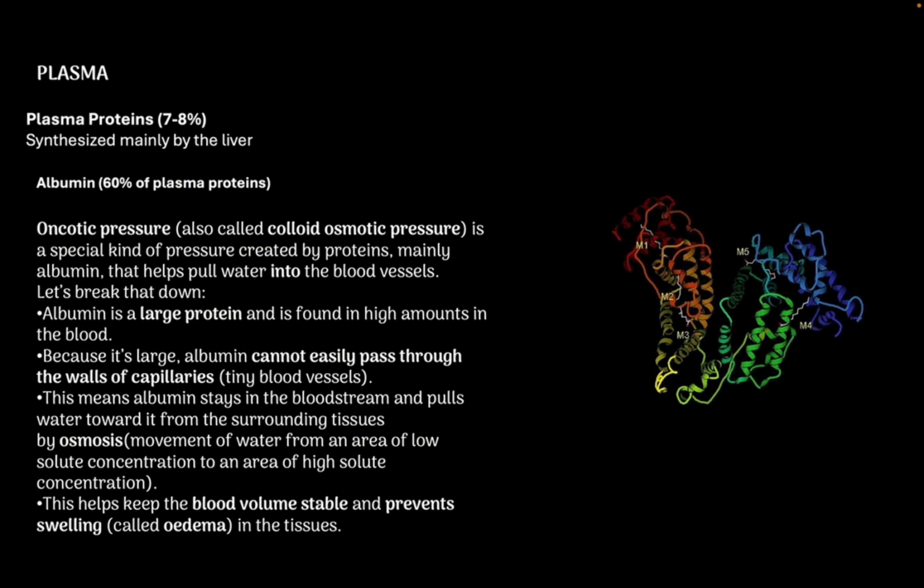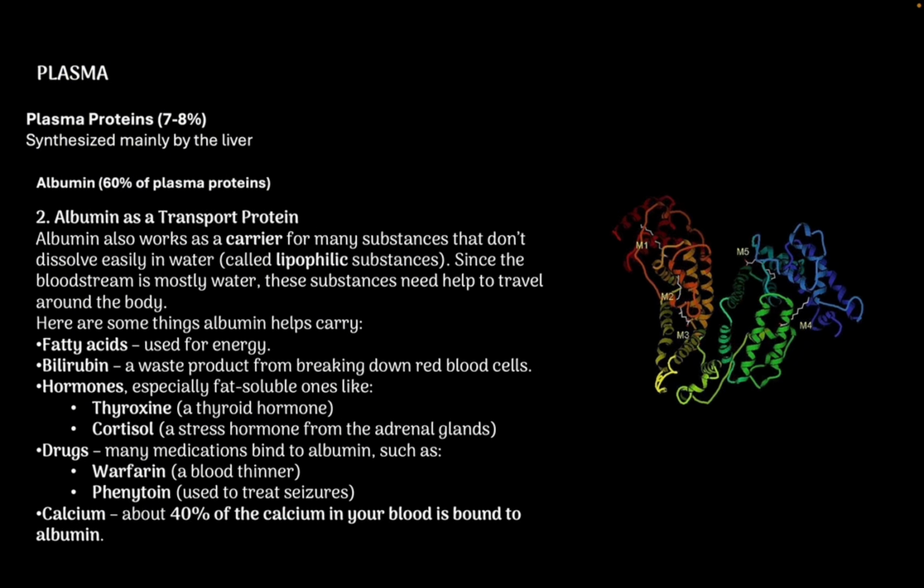Second, albumin acts as a transport protein. Some substances don't dissolve well in water, like fatty acids, hormones like thyroxine and cortisol, and certain drugs like warfarin. Since blood is mostly water, these substances need help getting around. Albumin binds to them and carries them through the bloodstream. It also binds calcium. Around 40% of blood calcium is attached to albumin.